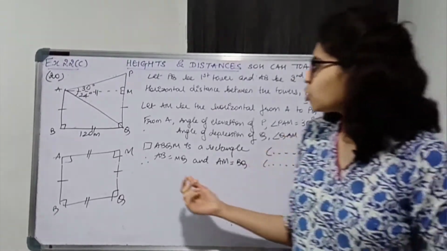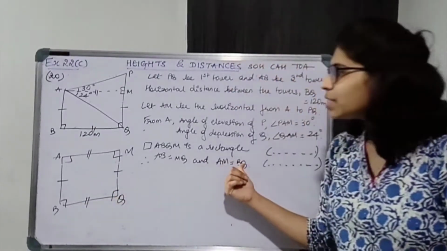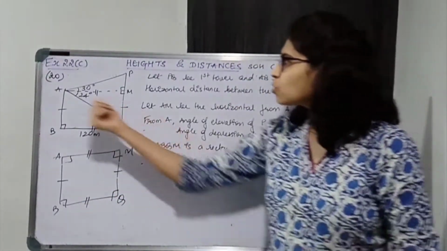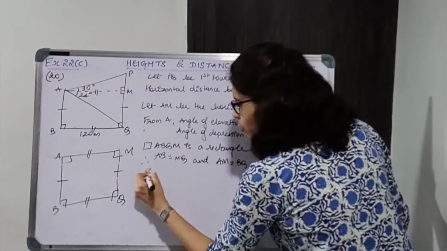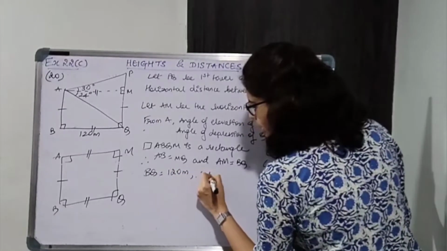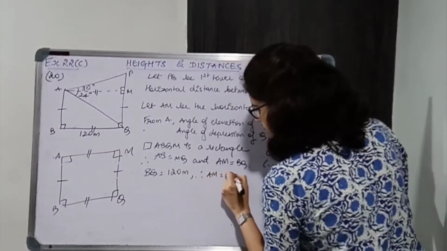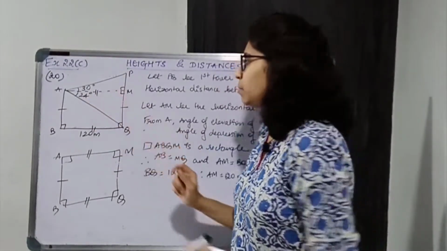Okay, so over here BQ तो हम लोग को पता है, BQ is 120 meters, so AM will also be 120 meters. ठीक है. So write down BQ is equal to 120 meters. Therefore AM is also equal to 120 meters. Now AM पता चल गया, it is 120 meters.